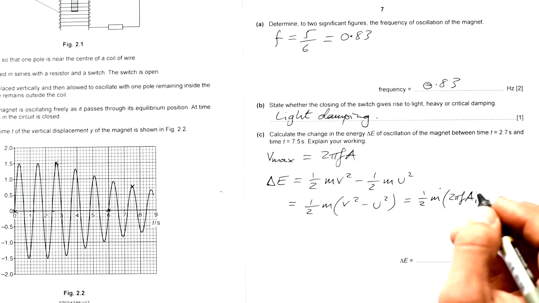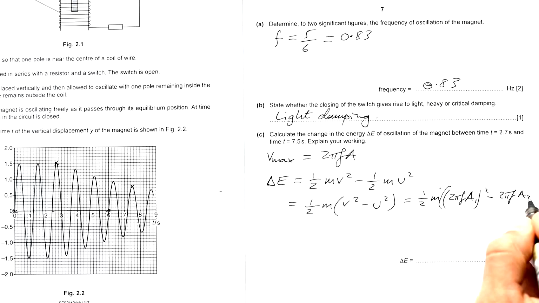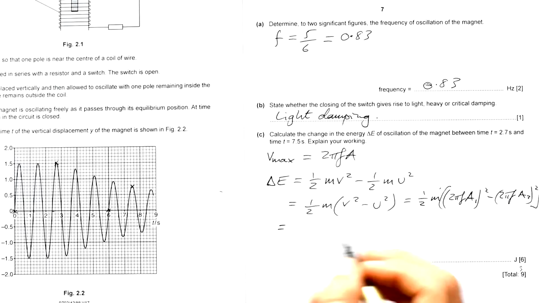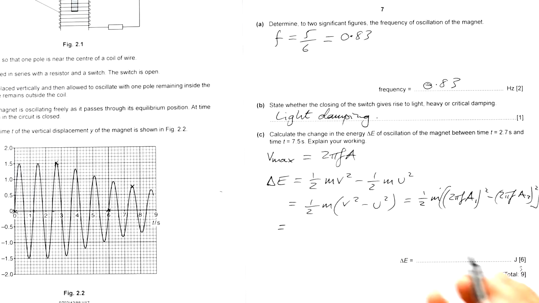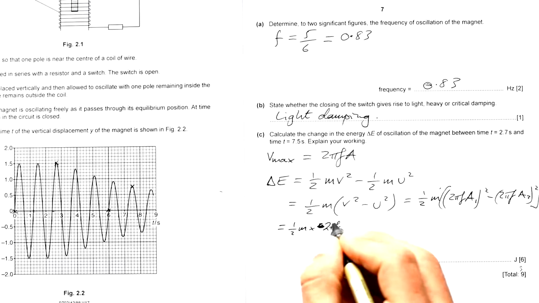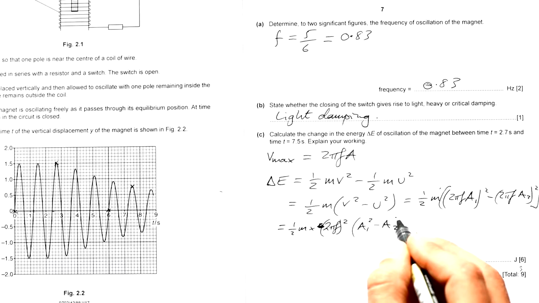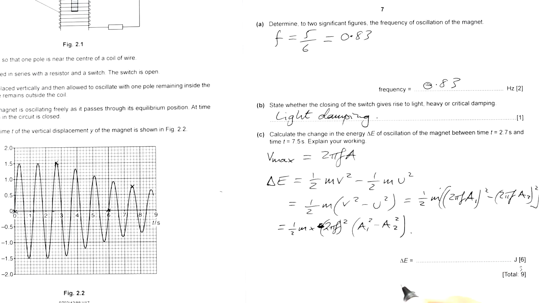It doesn't matter because we're just looking for a change in energy. So it's all of that squared, take away the same for the other side as well. So again, I can just factorize for 2 pi f squared. So it's going to be half m times 2 pi f squared, and then it's going to be one amplitude squared, take away the other amplitude squared. So ultimately, this ends up being, well, getting rid of the half and the 2 in there.